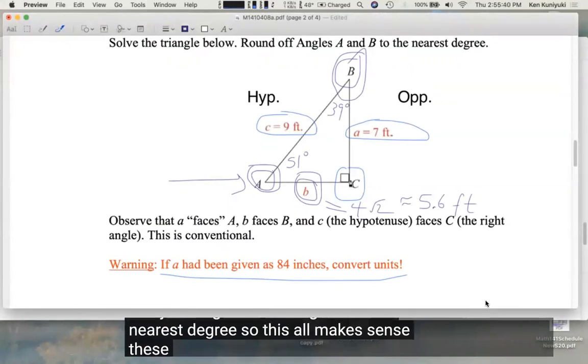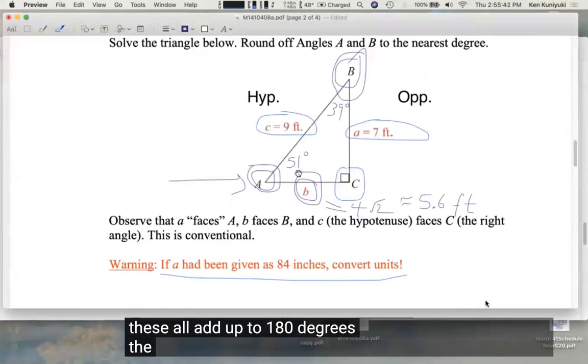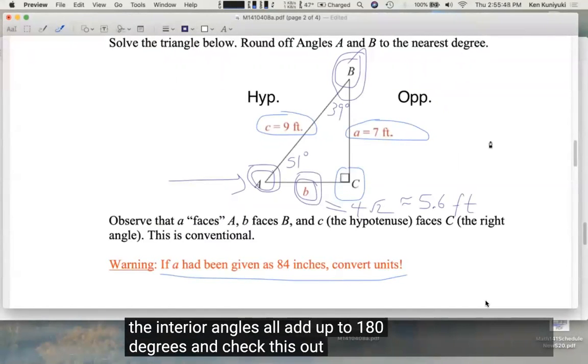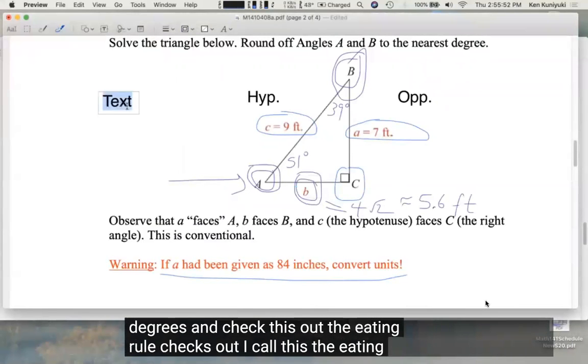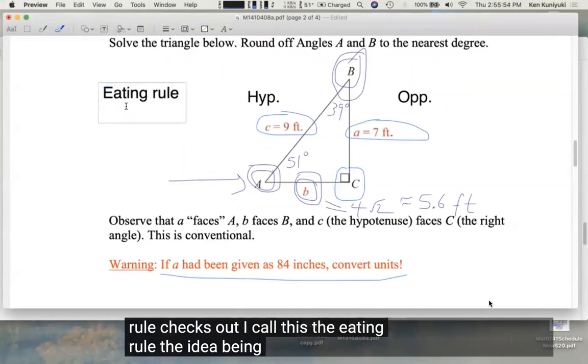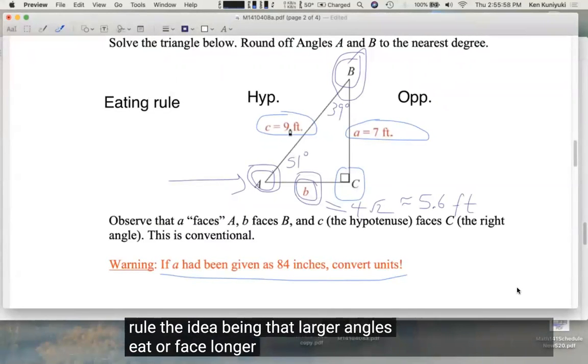So this all makes sense. These all add up to 180 degrees. The interior angles all add up to 180 degrees. And check this out. The eating rule checks out. I call this the eating rule. The idea being that larger angles eat or face longer sides.